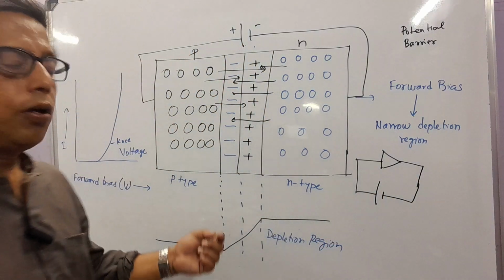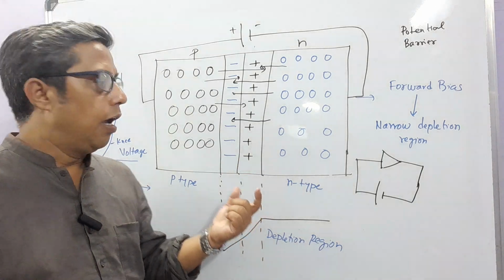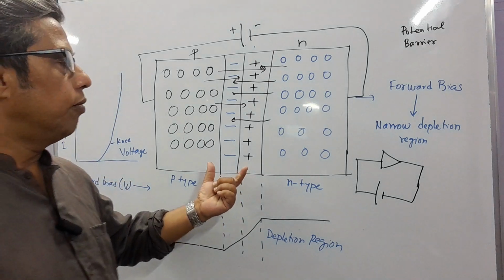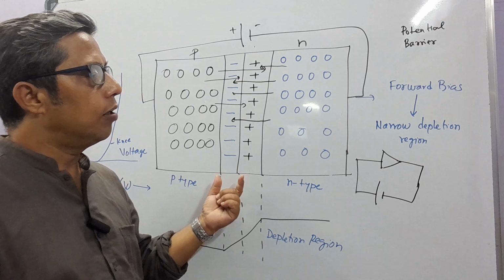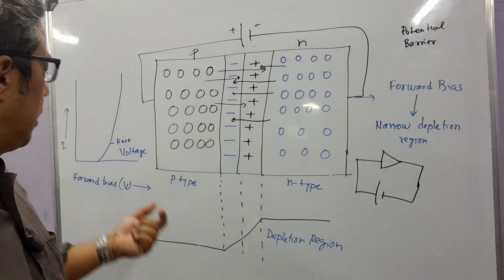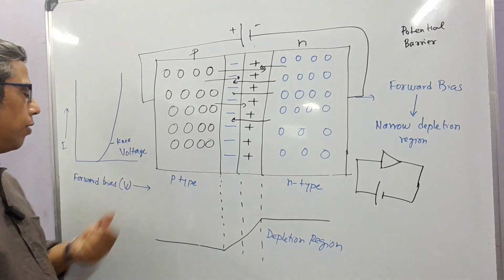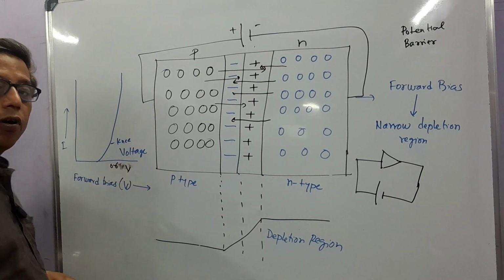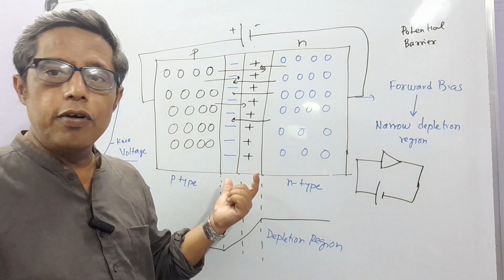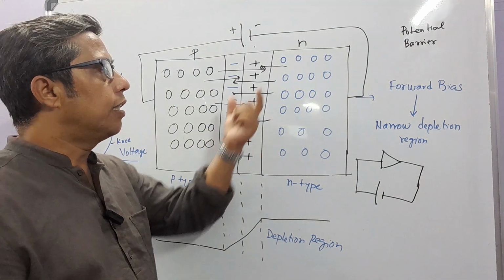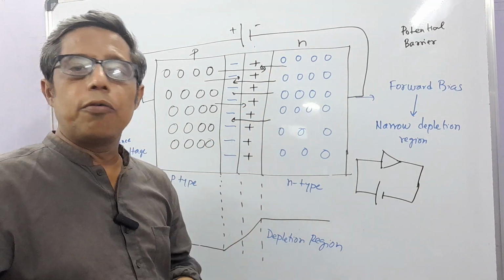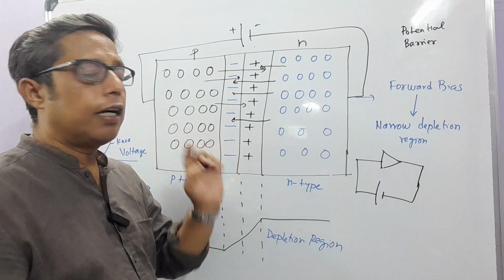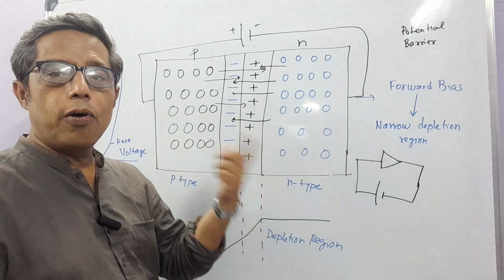To crack this depletion layer we need a minimum voltage. That is called the potential barrier, and the voltage is called the knee voltage. Knee voltage is around 0.6 volt, or 0.5 volt. This knee voltage is the minimum voltage required to break the potential barrier. Once you are able to break the potential barrier, the current will start flowing through the PN junction diode. That's why it is called forward biasing.